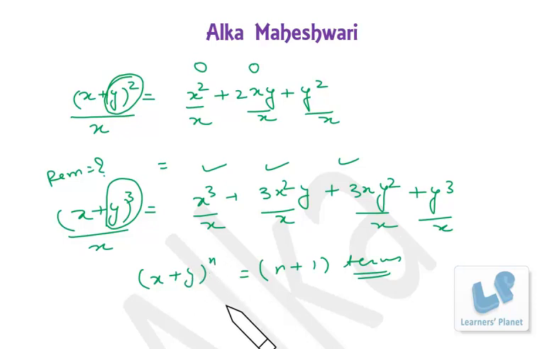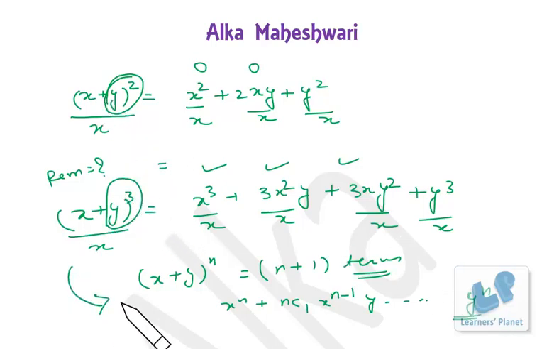The expansion will be x raised to n plus nC1 x raised to n minus 1 y, and so on. At the last, we are left with x raised to 0 and y raised to n. So this is the term that is left, that is not a multiple of x. I have shown this over here, the same thing in a big way you can say. I hope this is clear.